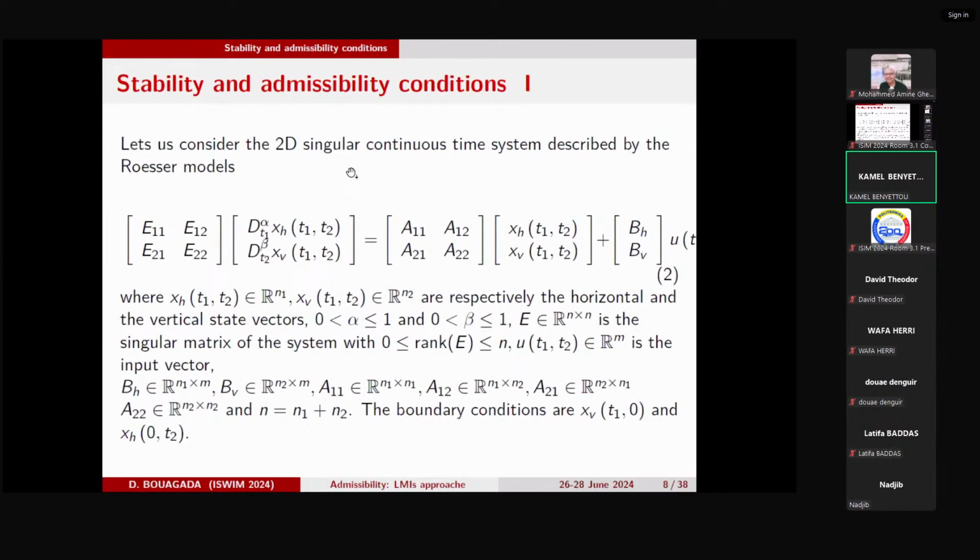Now we present the general 2D singular continuous time model described by the Roesser model. In this presentation, we consider E a singular matrix, A the state matrix, and x^h(t1, t2) and x^v(t1, t2) the state vectors in the horizontal and vertical directions. Bi, Bh, Bv are the control matrices, and u(t1, t2) is the control vector of our system.